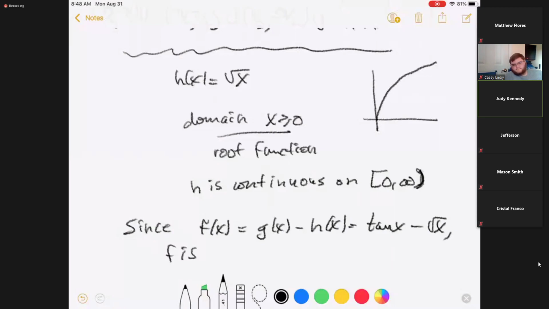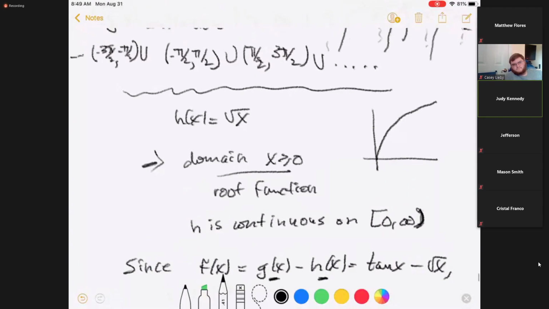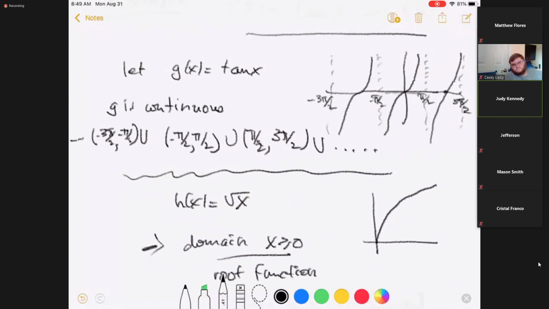F is continuous on the intersection of those two domains. For f to be defined, g must be defined and h must be defined. So that means that basically I look at the intersection of the domains. I have to throw out all negative numbers because of the square root function. I have to throw out all odd multiples of pi over 2 because of the tangent function.